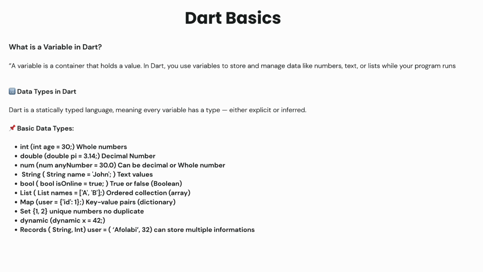I'm going to be taking you through the basics, and the first thing is, what is a variable? A variable is a container that holds a value. When you say a container that holds a value, you use variables to store and manage data like numbers, text, and lists while your program runs. Basically, let me explain it in layman's terms. You have a cup. What do you use the cup to do? To put items inside, right?